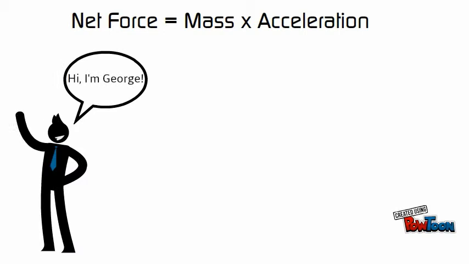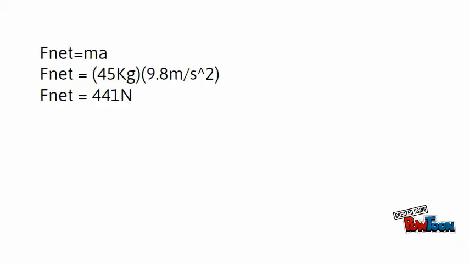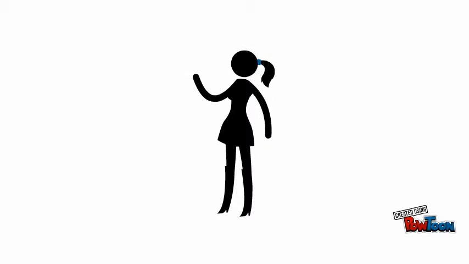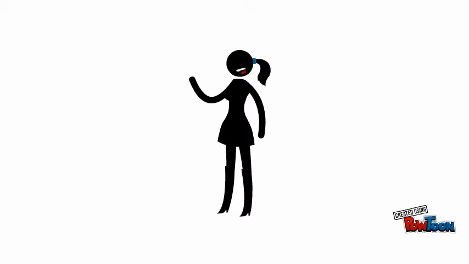For example, George wants to calculate his net force with a mass of 45 kilograms and his acceleration being 9.8 meters per second squared. He would multiply his mass by his acceleration and get a net force of 440 newtons. Newton's second law is the way a person would be able to calculate his or her net force while walking.